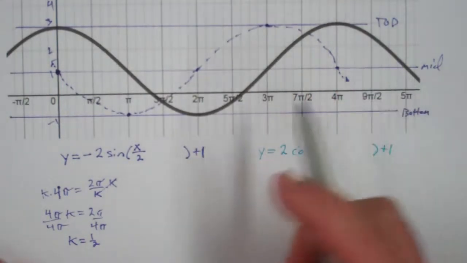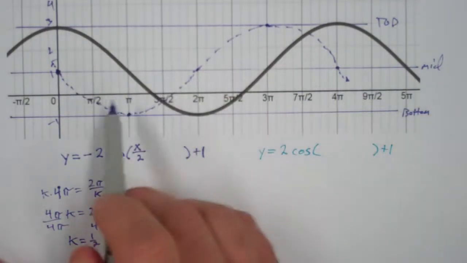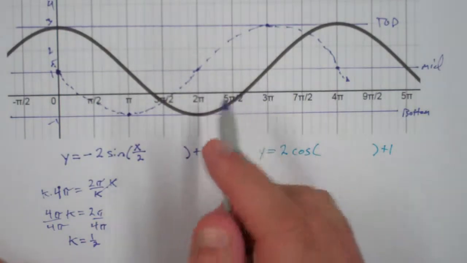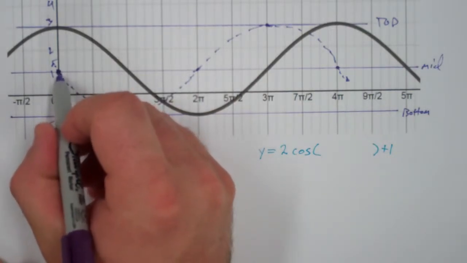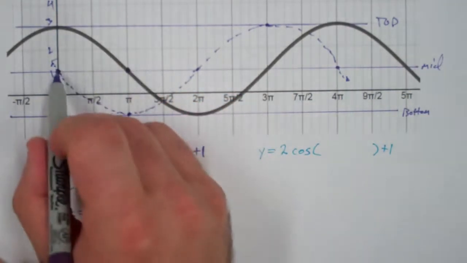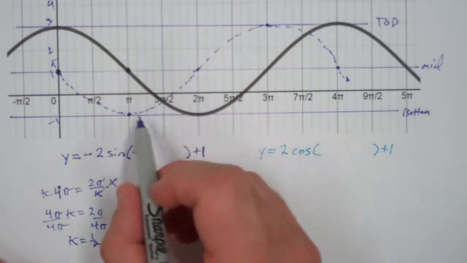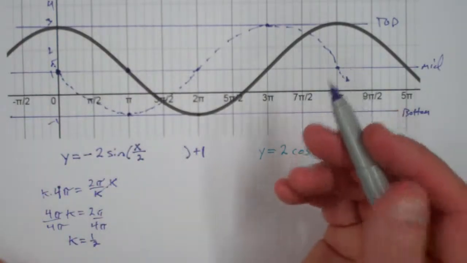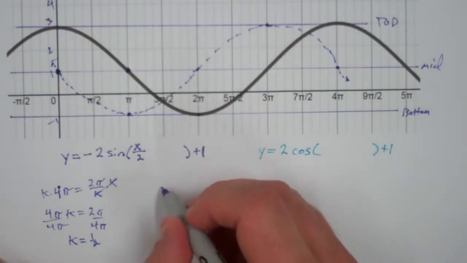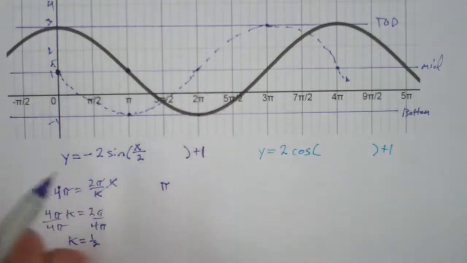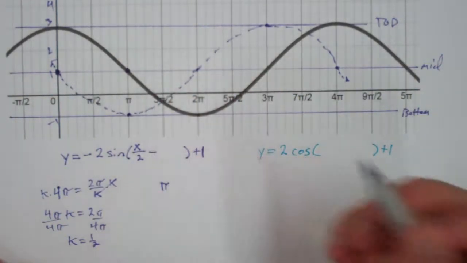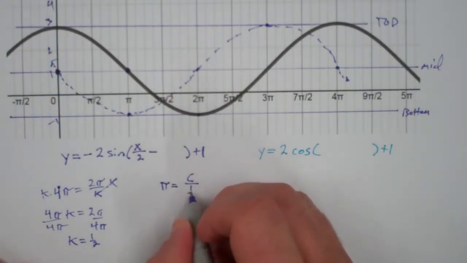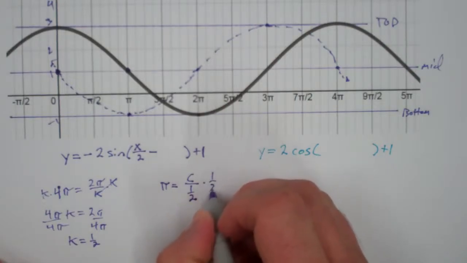We want to figure out how to get all of these points onto this graph, the one in black. So what we can do is we can ask ourselves how far is this point from this one, and if we can shift right by that amount, then all of the other points will actually shift on there as well. So it looks like from 0 to pi is pi. So the phase shift is going to be pi, and it's going to be to the right, so this should be a negative sign. That's going to be equal to c over k. We'll multiply by 1/2.